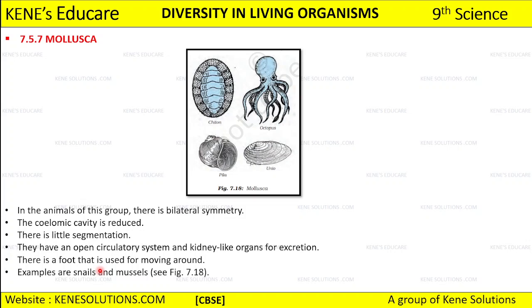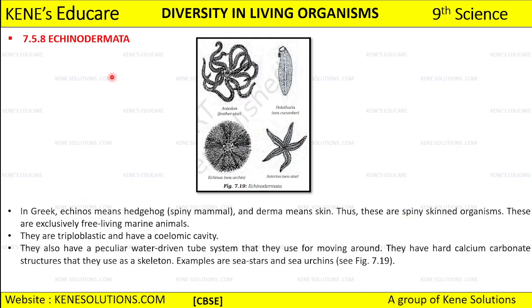Then we have the next phylum, Echinodermata. Echinodermata is a Greek word, where echinus means hedgehog, a spiny mammal, and derma means skin. So the organisms included here are spiny-skinned organisms. What are they? They are spiny-skinned organisms and exclusively free-living marine animals.